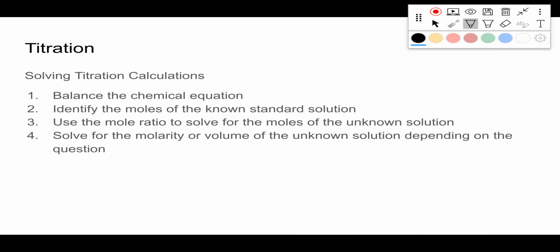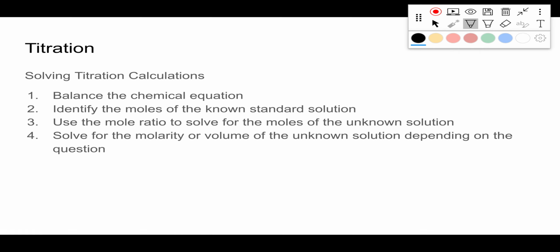How we do these is a pretty simplistic set of steps, but I have so many students who mess these steps up because they want to try to take shortcuts. So I try to number it out. When you're doing a titration problem, no matter if it's acid-base, redox, or precipitation, you need to balance the chemical equation. That's always step one.